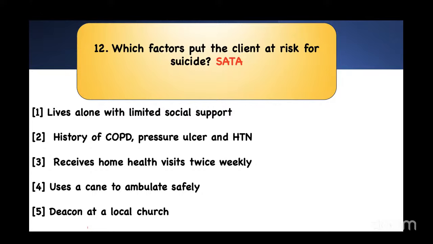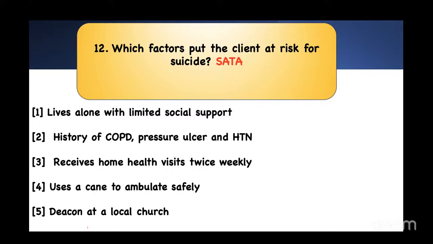Hey, getting a visitor twice a week, I think, is a good thing. That's a social interaction. At least you can hope for somebody coming. I mean, you can hope for somebody coming in twice a week to have some interaction and take care of it. So there's some hope, right? Using a cane, walking with the cane, does not put you at risk for suicide. I mean, it's not one of the risk factors. It's a trap. And being a deacon at a church is a good thing. So that will put him in contact with people, and it will help him interact.